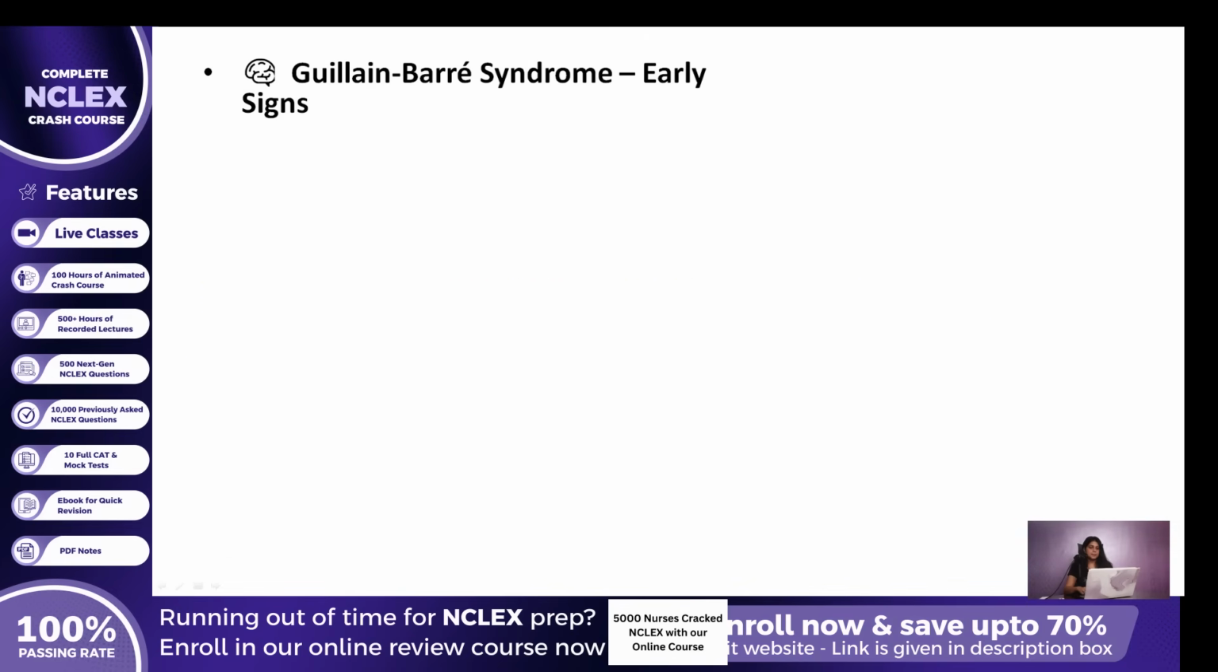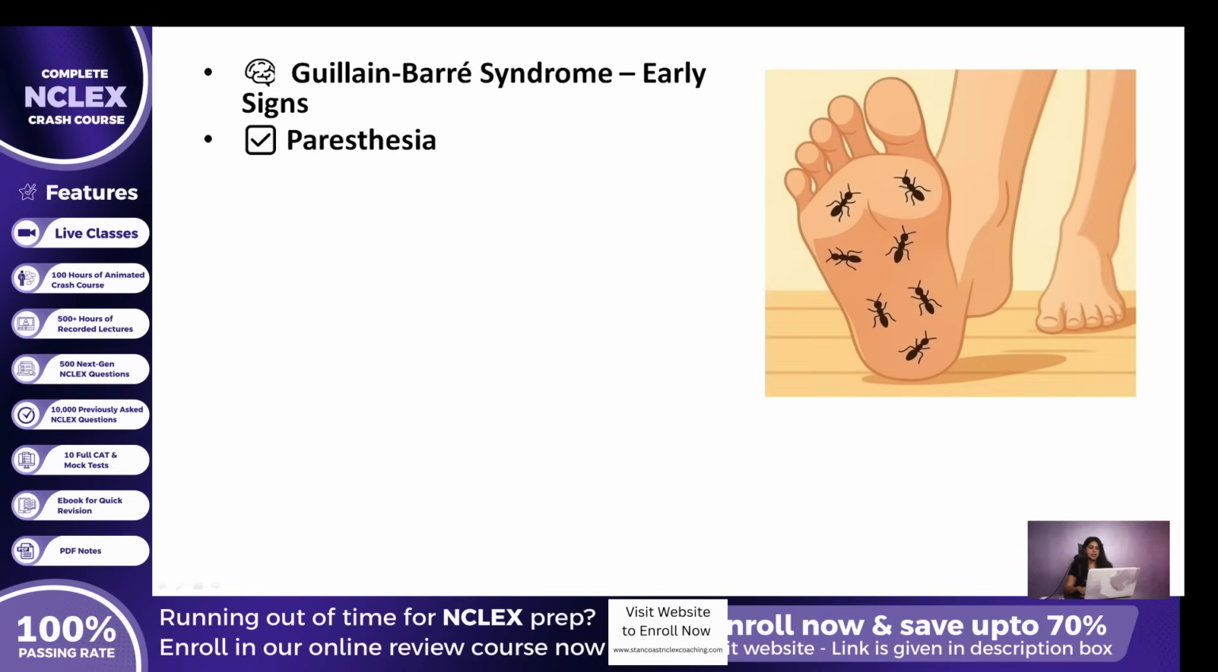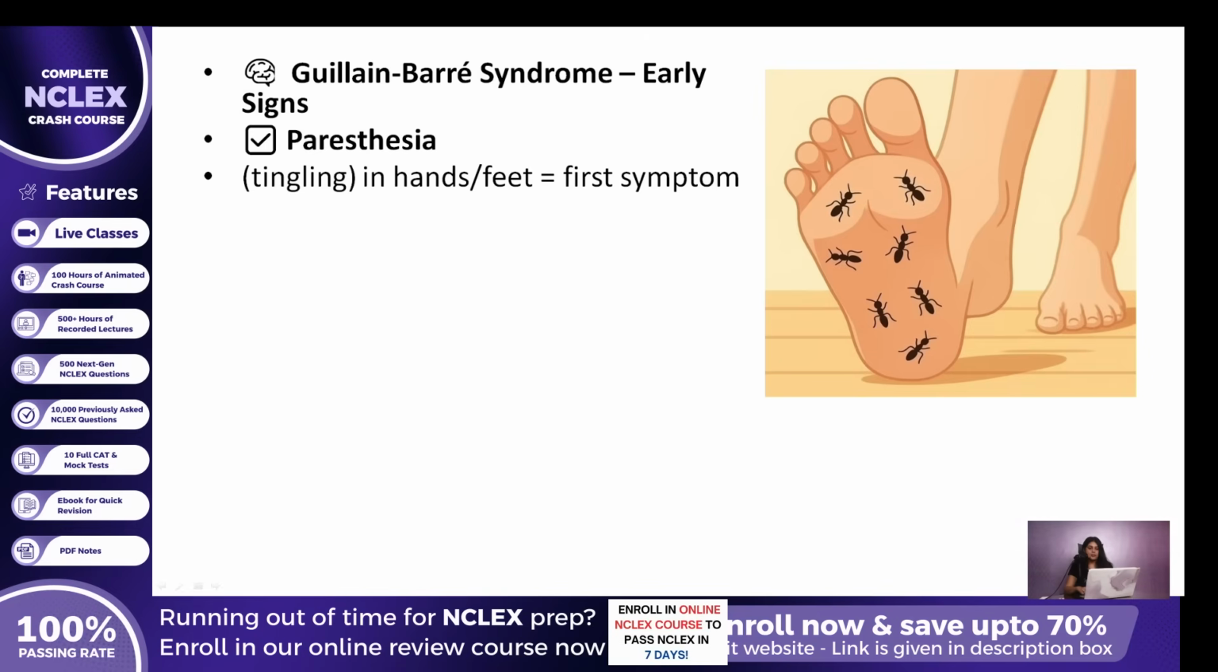This sensation is often the earliest sign of Guillain-Barré syndrome, reflecting peripheral nerve demyelination. It typically starts in the hands or feet and ascends symmetrically, often preceding muscle weakness or paralysis.